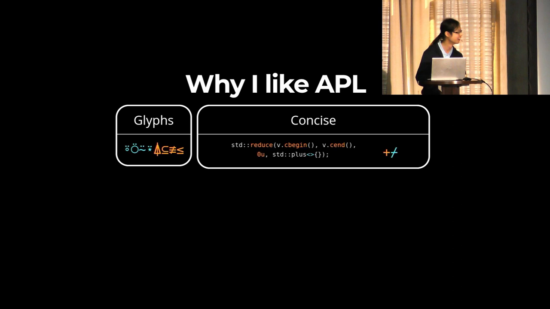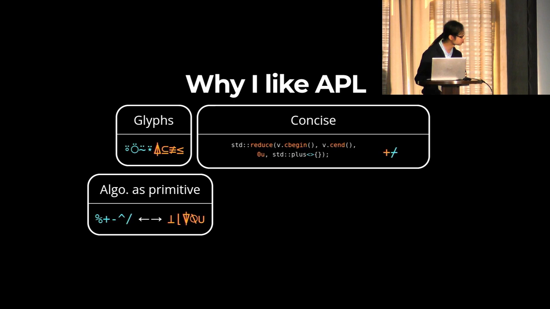The other thing is algorithms as primitives. Before learning C++, I didn't even think about problems in terms of modulation or sum, because C++ has a glyph for modulation, so it's quite natural that people start to use modulation in solving problems. And in APL, you have more glyphs for more algorithms, so it's natural to use algorithms like other arithmetic primitives. I think this expands your tools.